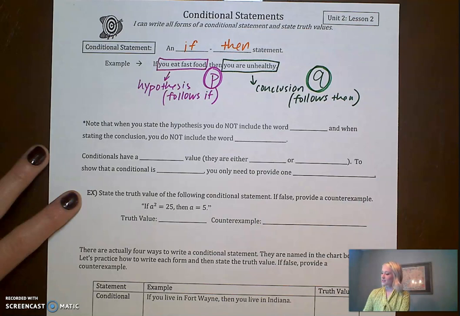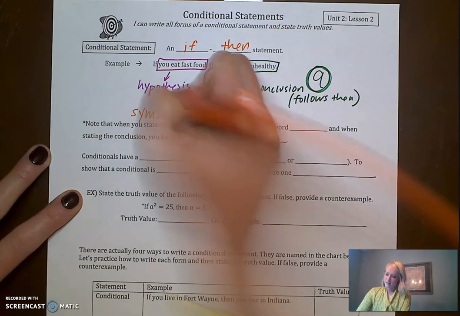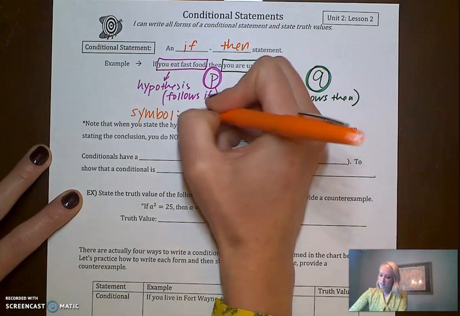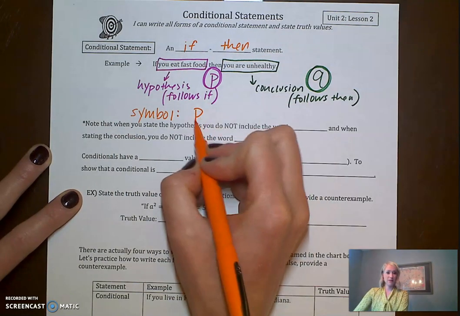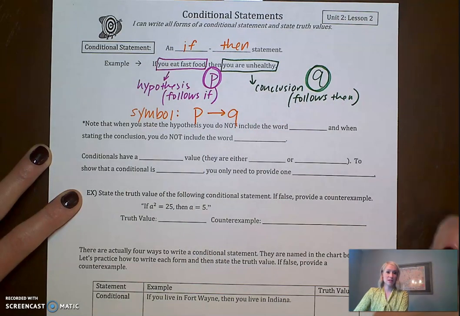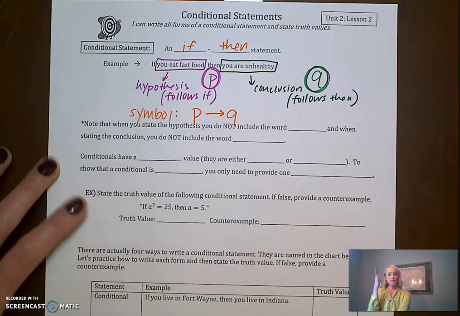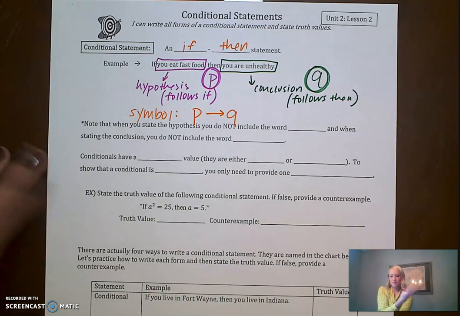They're going to symbolize this, like I said. So let me put that down here at the bottom. They're going to symbolize this, P. So if the hypothesis happens, and then they're going to arrow it over to the conclusion, or Q. So you're going to see like P to Q. If this happens, then this happens.